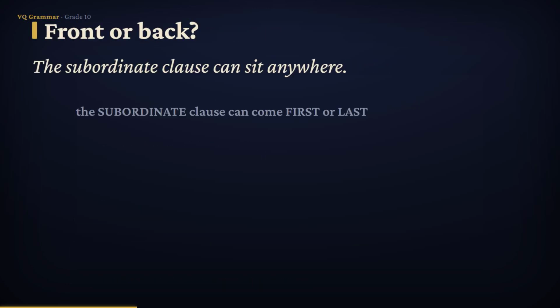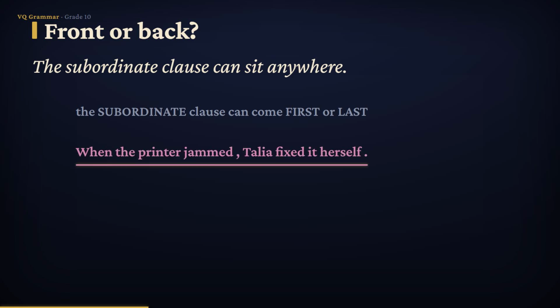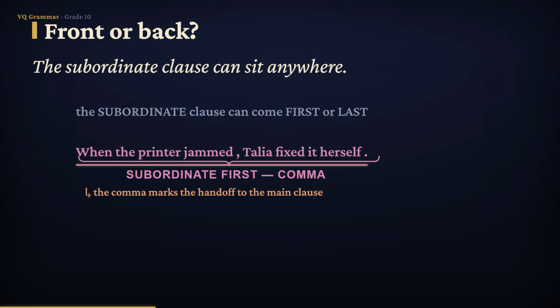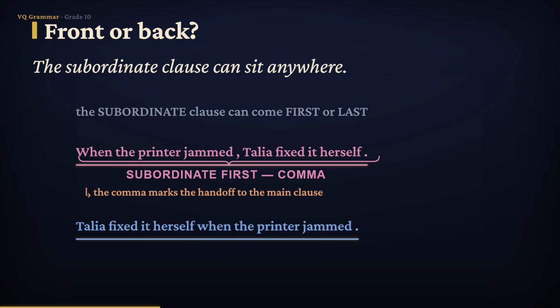Now, a subordinate clause is not stuck in one spot. It can lead the sentence or it can trail behind it, and the sentence stays complex either way. Read the first one. When the printer jammed, Talia fixed it herself. The subordinate clause comes first, and we mark the handoff with a comma. Read the second one. Talia fixed it herself when the printer jammed. Exactly the same two clauses, just flipped. And when the subordinate clause comes last, you usually drop the comma.